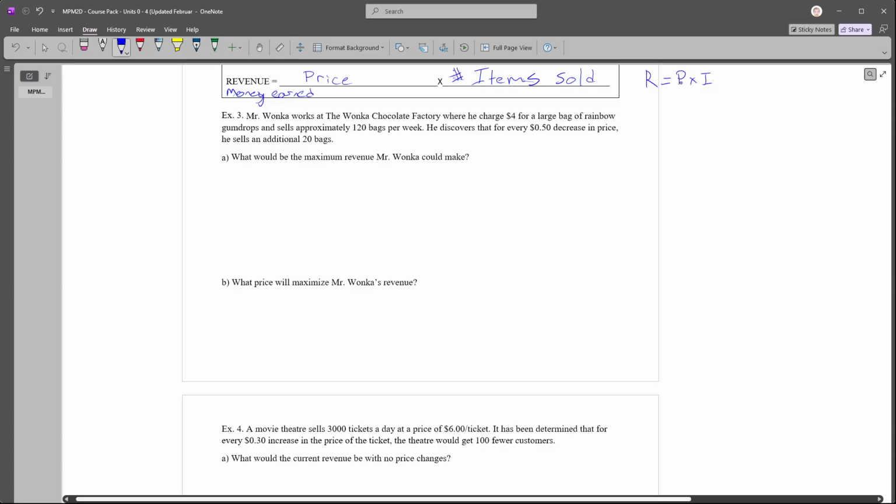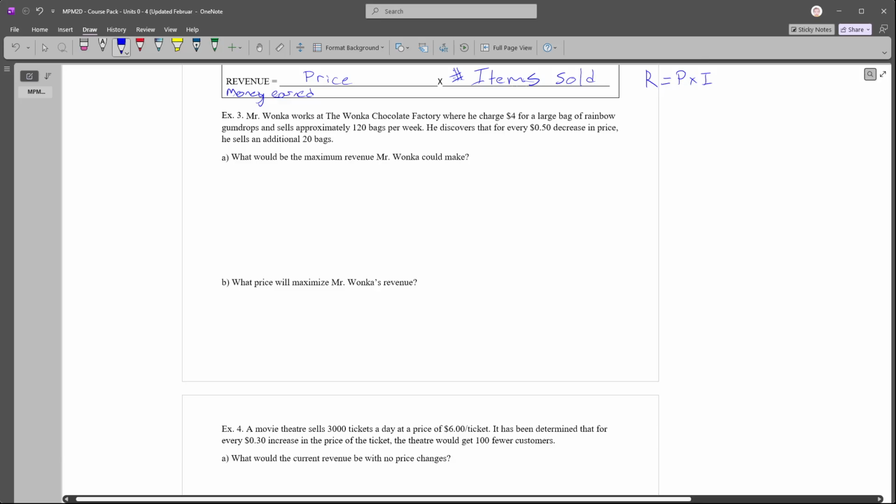So Mr. Wonka, very famous chocolatier, works at the Wonka Chocolate Factory, makes sense, where he charges $4 for a large bag of rainbow gumdrops and sells approximately 120 bags per week. He discovers that for every 50 cents decrease in price, he'll sell an additional 20 bags. Oh, that's good news. So what would be the maximum revenue that Mr. Wonka would make? Now, we weren't given an equation this time.